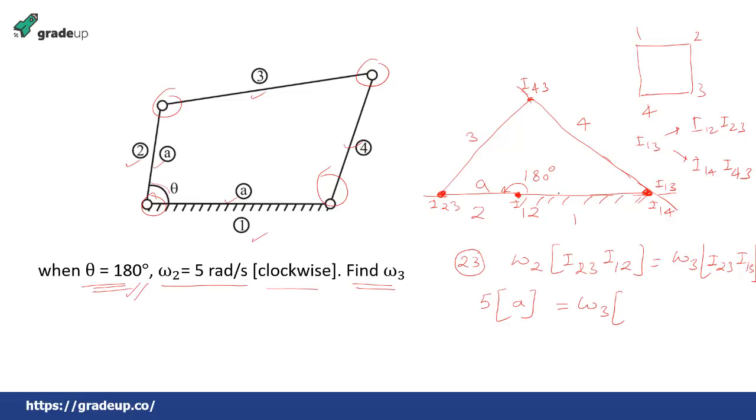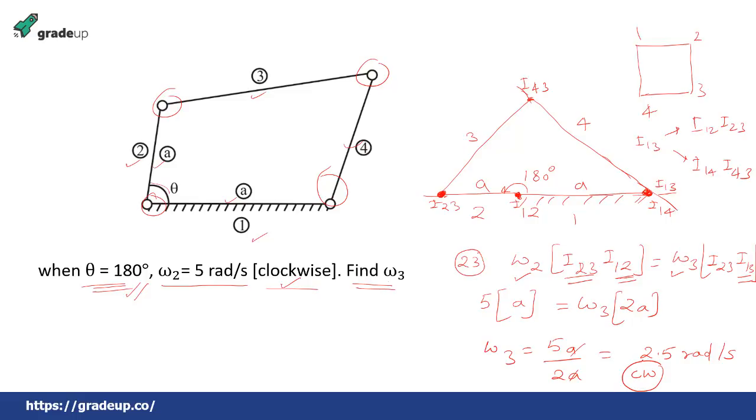So I13 and I23, the distance is equal to A plus A, this is also A, this is also A, so this will be 2A. So omega 3 is equal to 5A upon 2A, which is 2.5 radians per second. The 3 links involved are I23, I12 and I13. I12 and I13 lie on the same side of I23, so the sense of rotation of omega 2 and omega 3 will be the same. Since omega 2 is clockwise, omega 3 will be 2.5 radians per second, also clockwise.